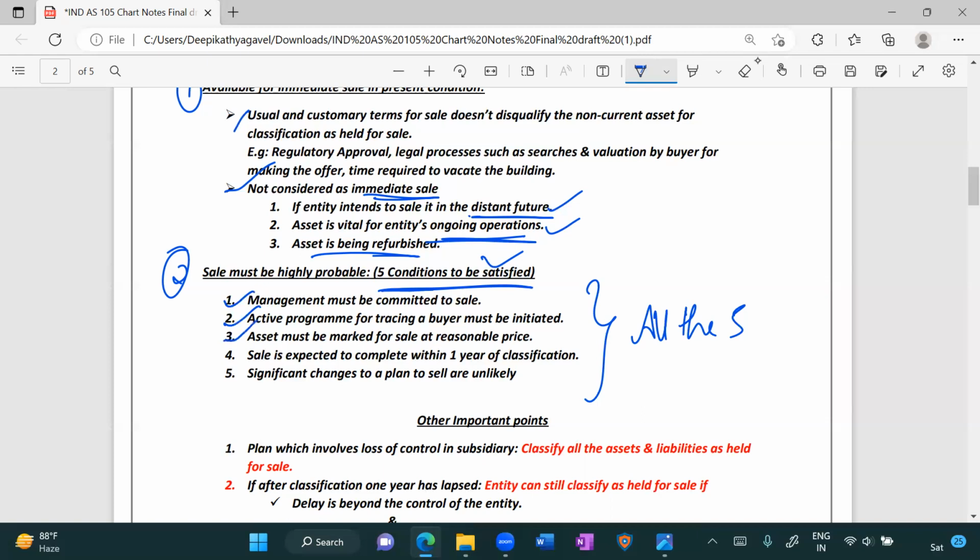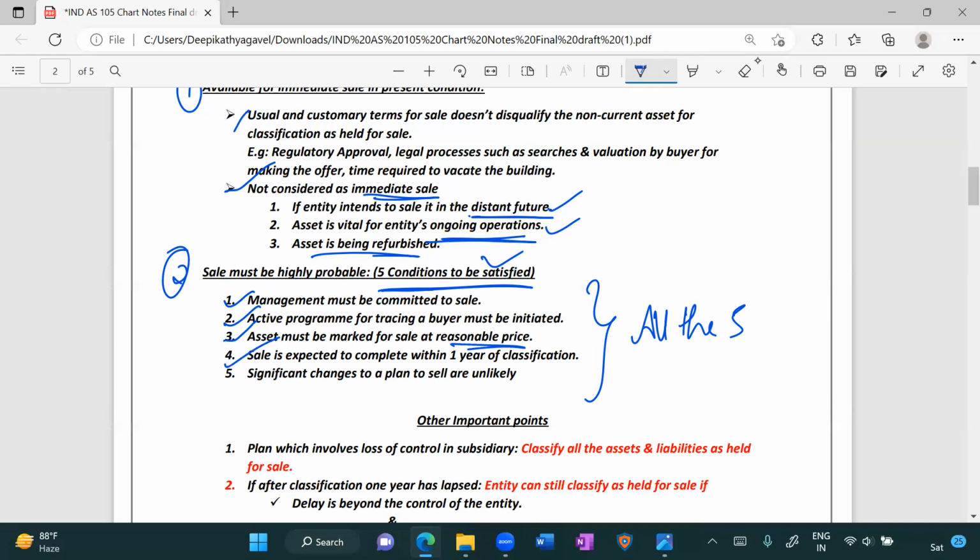The asset must be marked for sale at a reasonable price. Exactly. It should be marked for sale at a reasonable price, right? Let's say this particular asset can be sold in the market. The market price right now, at which all the others are selling, is around 1 crore. If you're quoting your non-current asset at 5 crores, are people going to buy it? Obviously not. That clearly means your intention is not to sell. Because if your intention was to sell, why would you keep a price greater than the market price? If you do, the prospective buyers are not going to come to you. So the price that you set for that non-current asset to be sold must be reasonable.